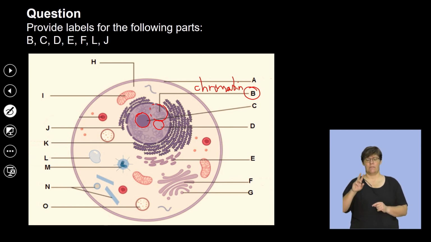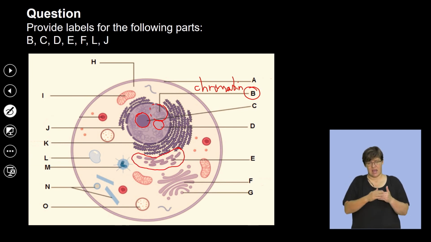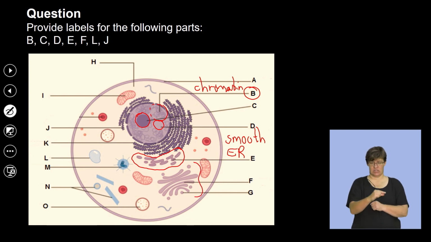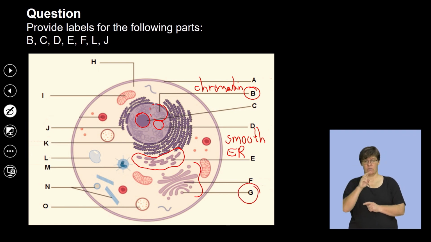E points to, on the outside, close to the nucleus, the endoplasmic reticulum. The question is, is this a smooth or rough ER? Clearly, there's no presence of ribosomes on the surface, so this is a smooth ER, meaning that it shows the absence of ribosomes on it. We also see that this structure here, which is F and G, points to the Golgi apparatus. So that's the Golgi apparatus with the vesicle present in there.